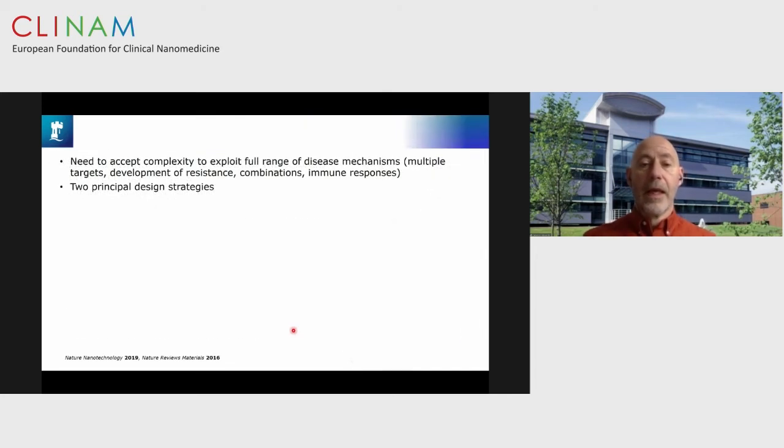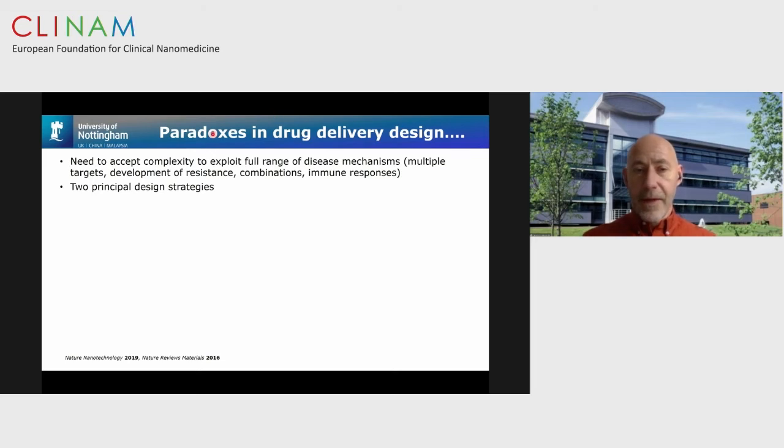But I think we do need to be aware in all of this, and it's interesting that all the speakers in the session have mentioned this to some extent, that there are some paradoxes when we look at delivery. Because when we're looking at things like cancers or viral diseases, we do have complex disease mechanisms, multiple targets. I've already mentioned resistance. So we have complex diseases that we need to address. And we might need to use combination therapeutics.